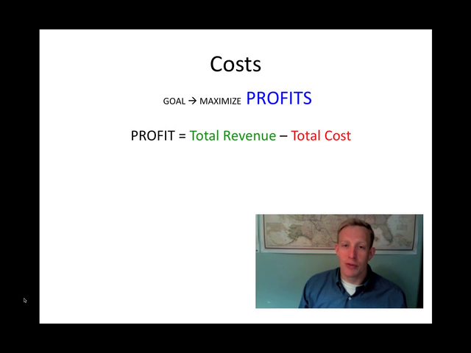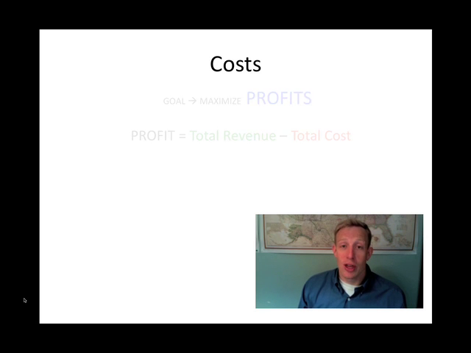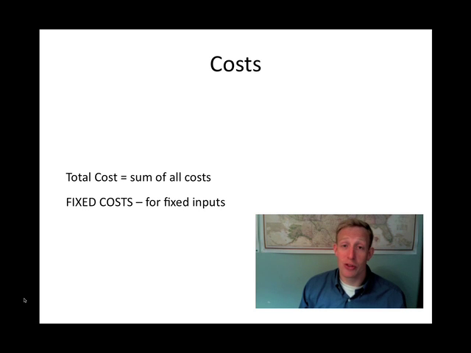There are all kinds of different costs when it comes to running a business, and they apply to different kinds of inputs, different kinds of resources that you need to acquire to make the stuff you want to make. Total cost is simply the sum of all the costs that a firm has, but total cost can be broken down into different components. For example, total cost is made up of fixed costs, which are the costs for your fixed inputs, the ones you can't change, and variable costs, which are the costs that will apply to inputs that you can change.